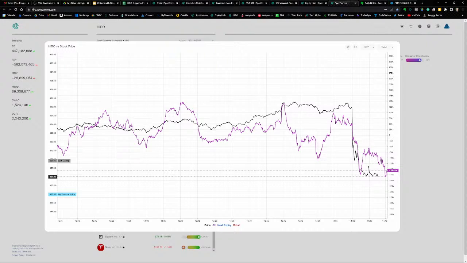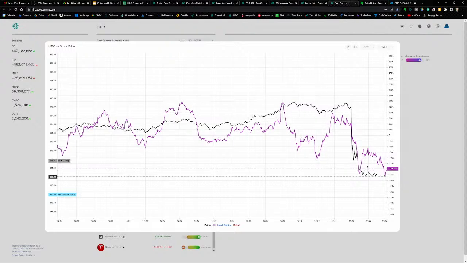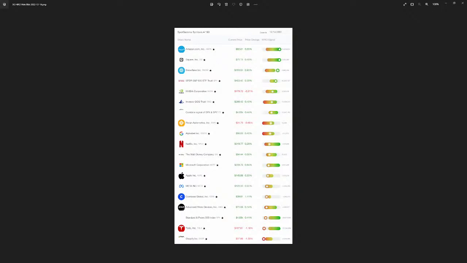Okay, I'm going to go through a couple of setups from this morning. One thing I want to show is the watch list that I posted this morning in Bookmap Discord. This is my watch list, ranked from the strongest Hero signal to the weakest. It ranks the Hero signal in terms of the last 5 days and the last 30 days.